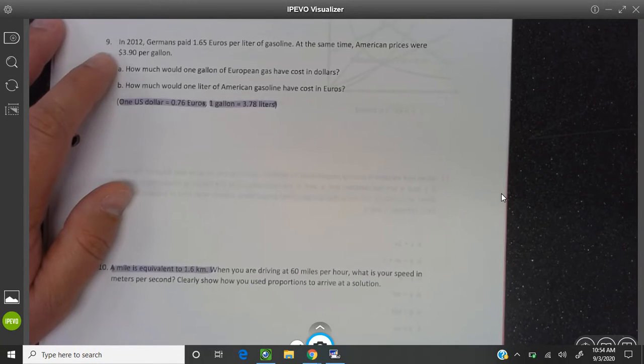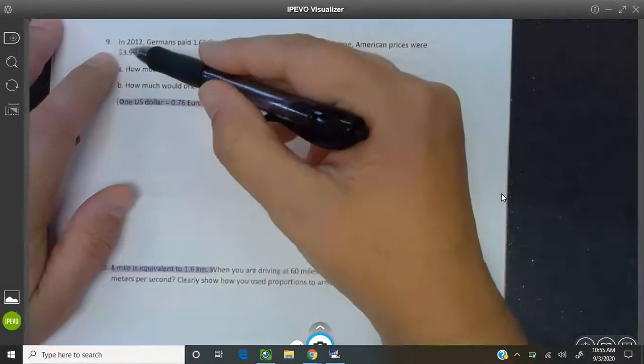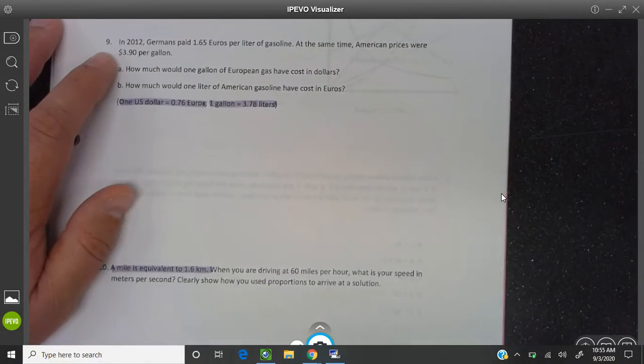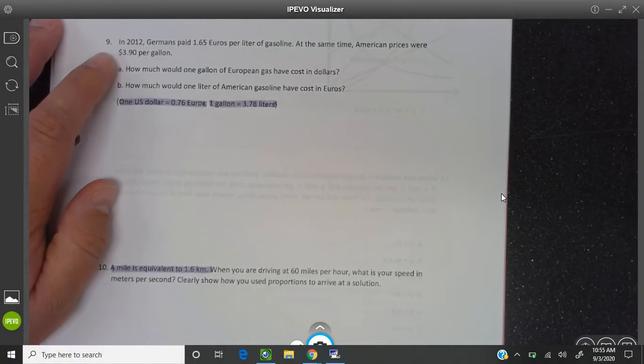Okay, so number 9. And this one's where it gets a little bit tricky, right? In 2012, Germans paid 1.65 euros per liter of gasoline. At the same time, American prices were $3.90 a gallon. You look at this, the larger number is the dollars per gallon, but in euros it looks much smaller. So we're going to investigate this a little bit. How much would a gallon of European gas have cost in dollars?